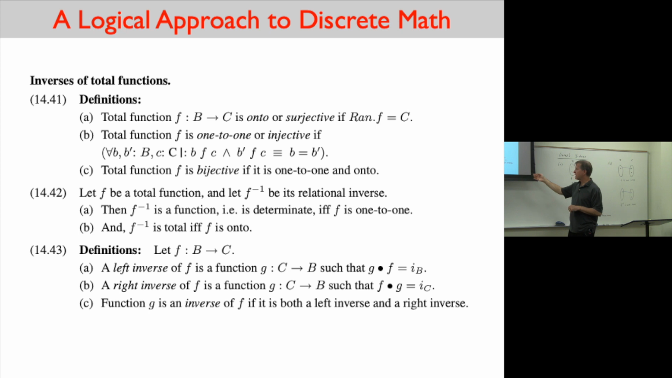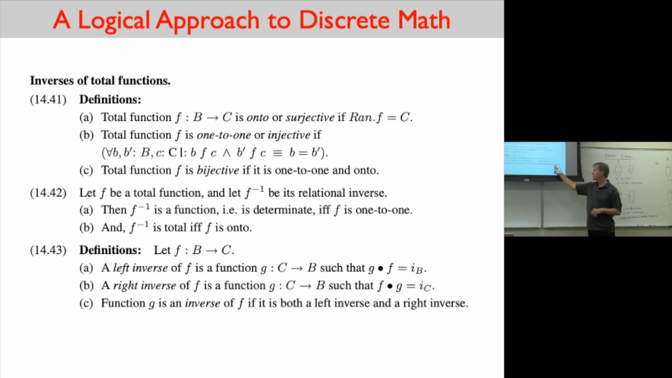g, now how do we say this? F compose G? Yeah, oh, this is g compose f. Oh, the top one. I'm sorry. Oh yeah, sorry. So g compose f is the identity of b.